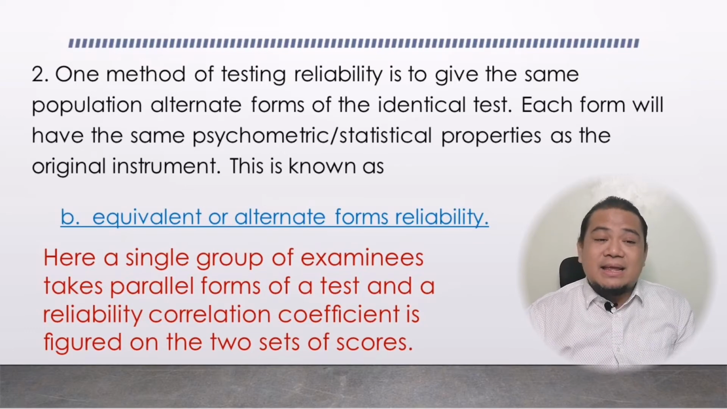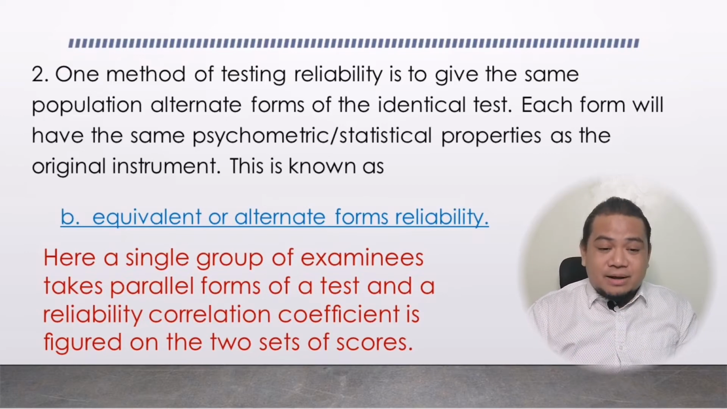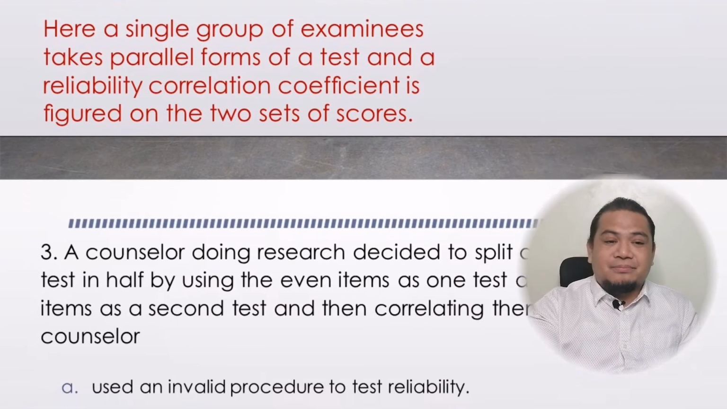Counterbalancing is necessary when testing reliability in this fashion. That is to say, half of the individuals get parallel form A first and half get B initially. This controls for variables such as fatigue, practice, and motivation.